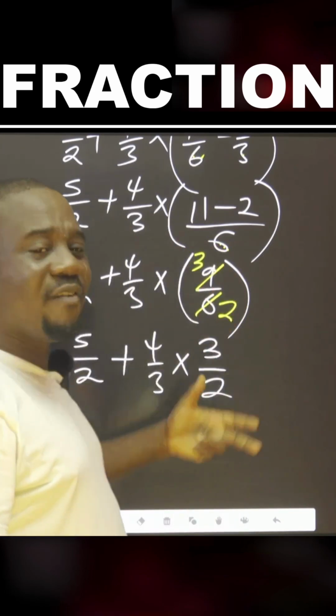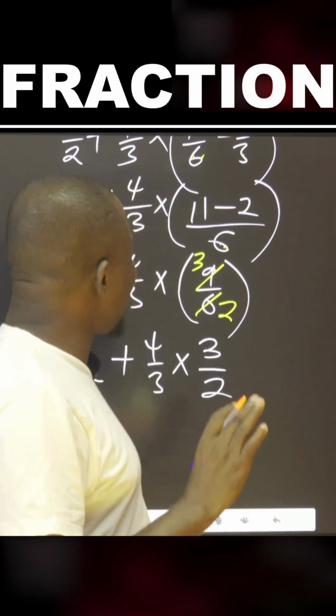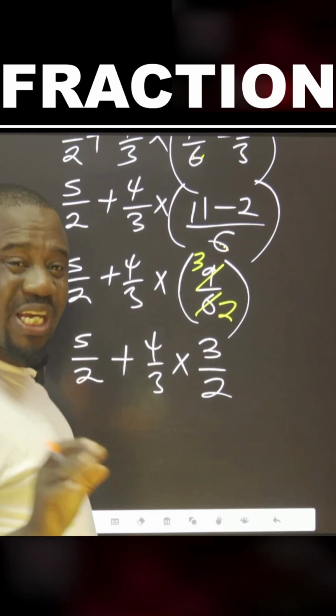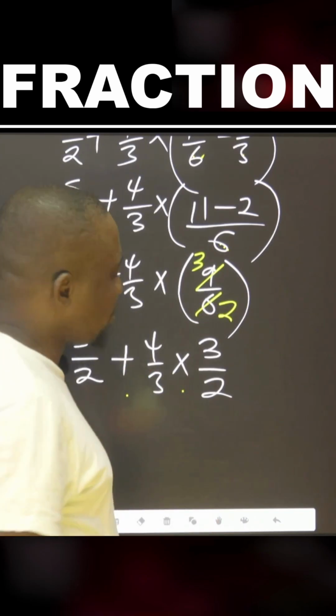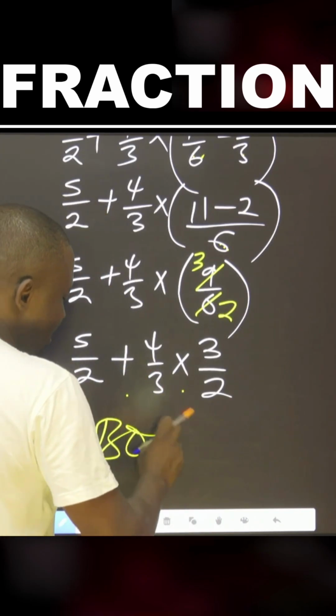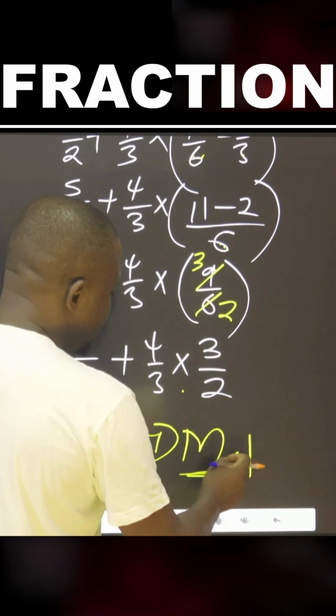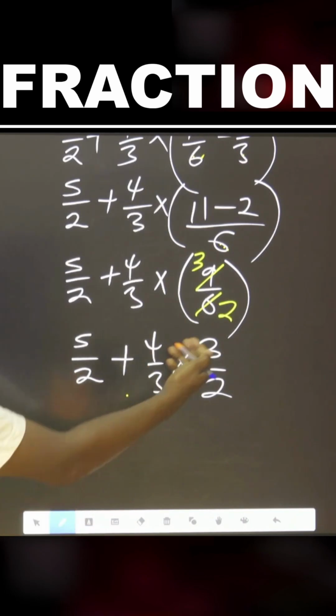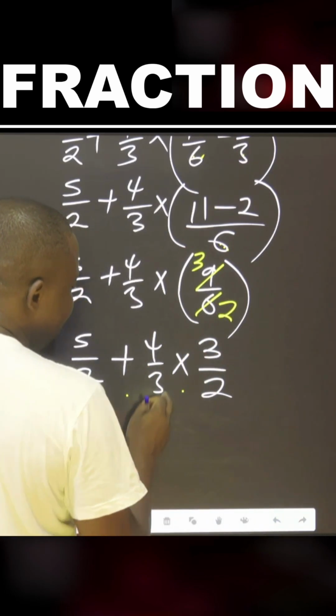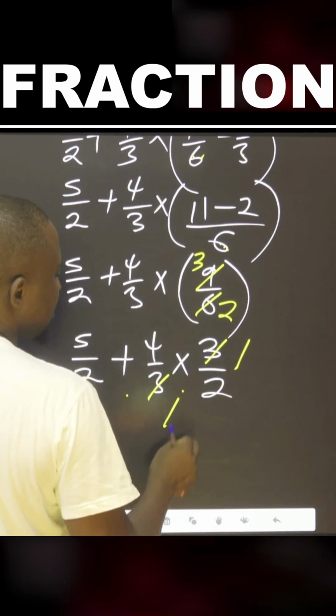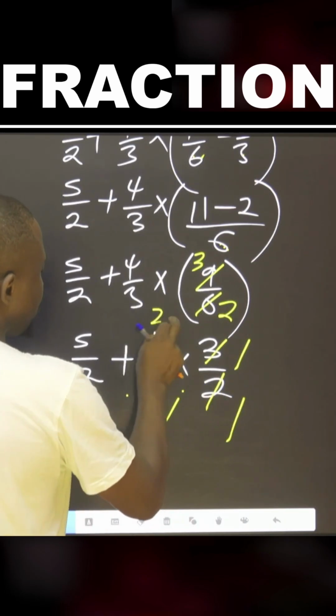Now that we have 3 over 2, no need to put the bracket. The battle is now between addition and multiplication. If you look at BODMAS, multiplication comes before addition. Okay? So therefore, we go with this first. You agree with me? 3 here is 1, 3 here is 1. 2 here is 1, 2 here is 2.